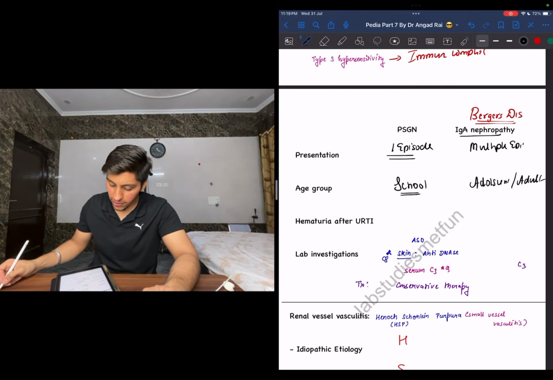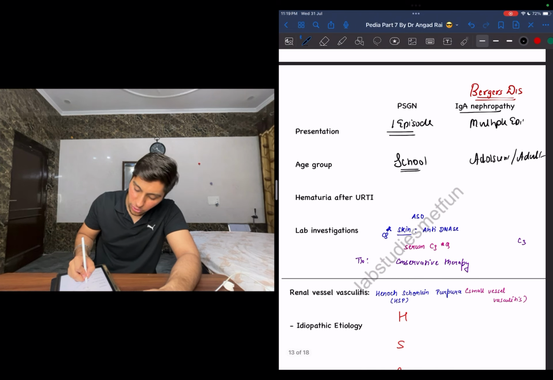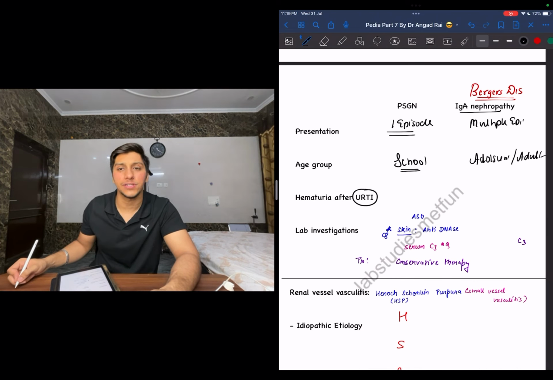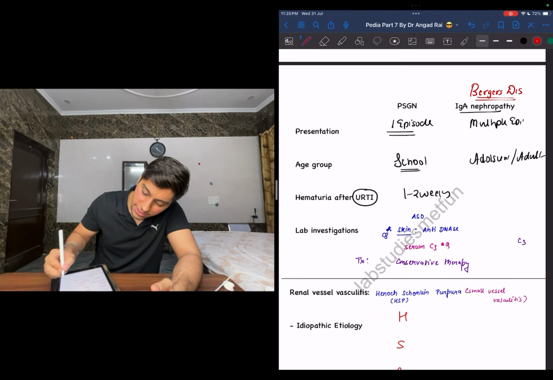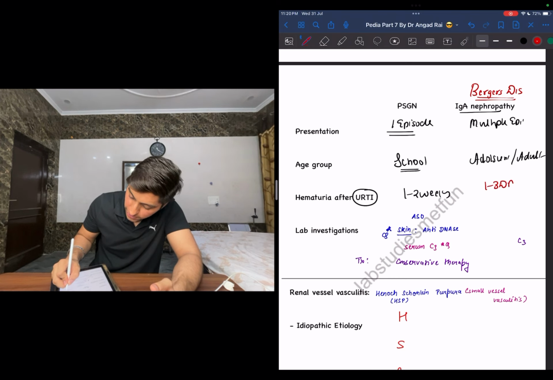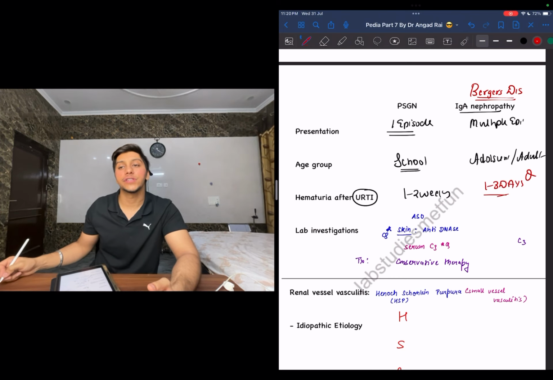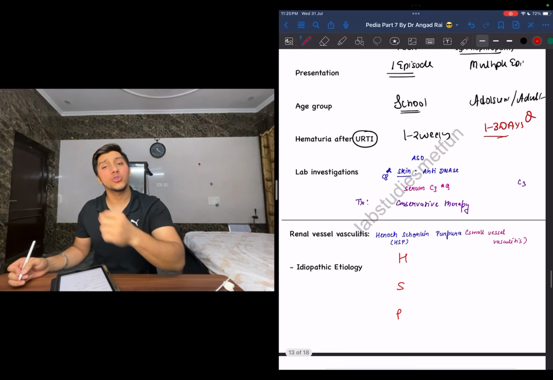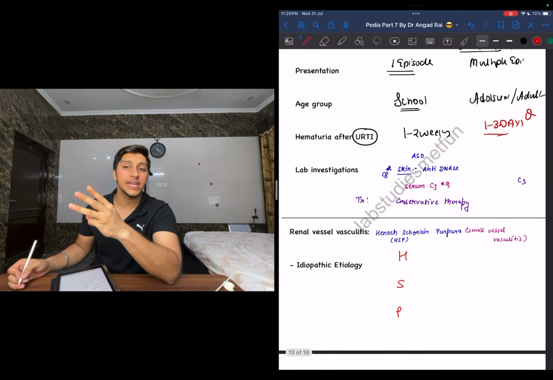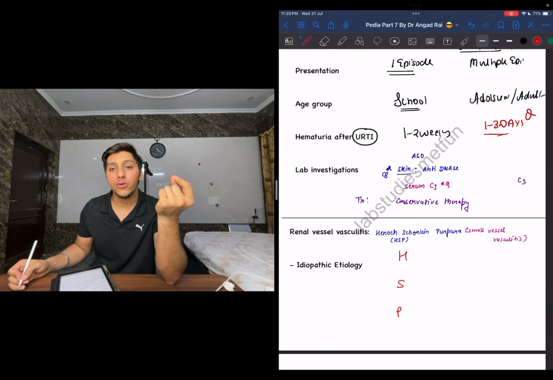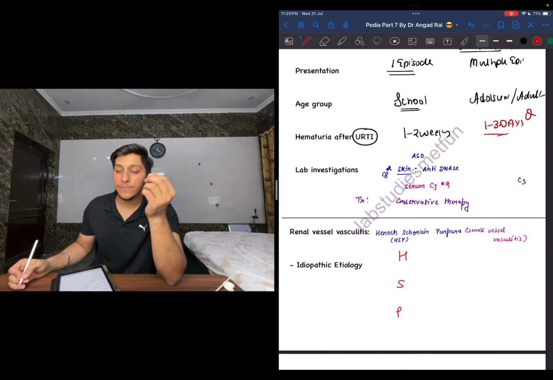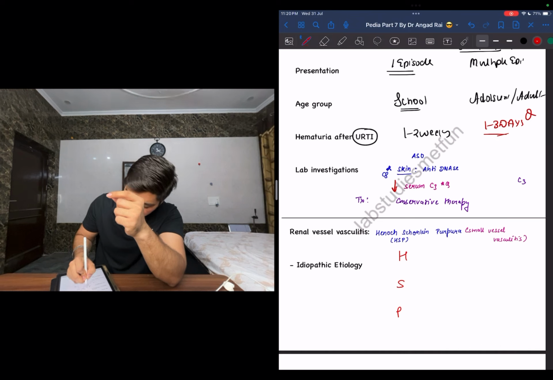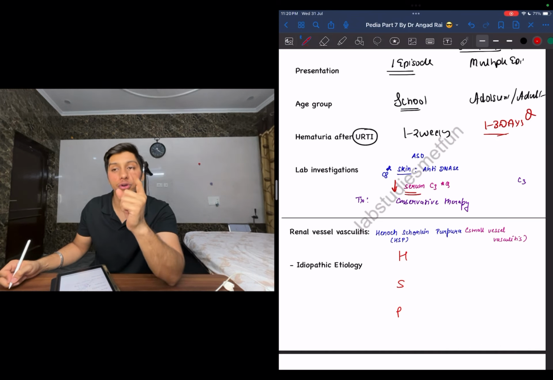The hematuria is found after, as I just discussed, a streptococcal URTI, meaning upper respiratory tract infection, pharyngitis. So you will get that after 1 to 2 weeks. But guys, in Berger's disease, you will get it in 1 to 3 days, very fast. So that is a defining feature. Now, as I told you, post-streptococcal glomerulonephritis is a type 3 hypersensitivity, so it involves immune complexes. When immune complexes increase, they diminish the complement pathway, because of which serum C3 levels are going to reduce.